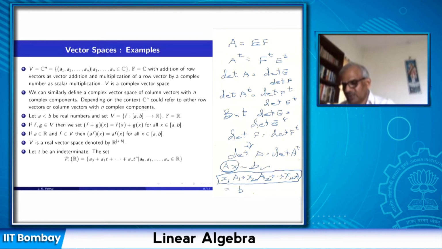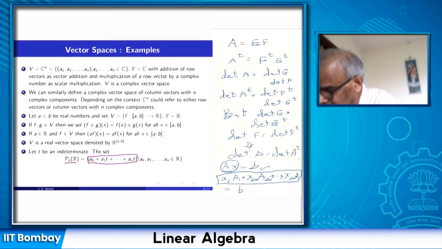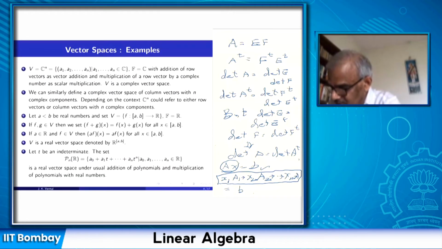Polynomials also give rise to real valued functions on the entire real line. So look at polynomials of degree at most n with real coefficients, Pn(R). You know how to add polynomials and how to multiply a polynomial by a real number, and these two operations will again convert Pn(R) into a vector space. This is a vector space under usual addition of polynomials and multiplication by real numbers. So polynomials of degree at most n form a vector space. I can look at polynomials of any degree also. That's also a vector space.